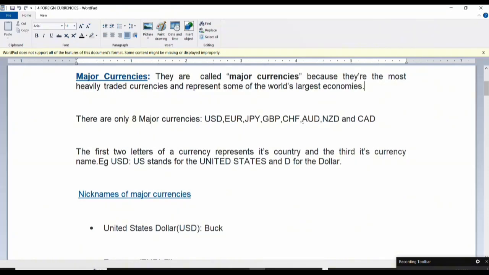The second example is AUD. AU stands for Australia, and the D stands for the dollar, Australian dollar. Another example is JPY. JP stands for Japan, and the Y stands for the yen, Japanese yen. CAD. CA stands for Canada, and then D stands for the dollar, the Canadian dollar. This convention was established by the ISO, the International Organization for Standardization, in 1973.